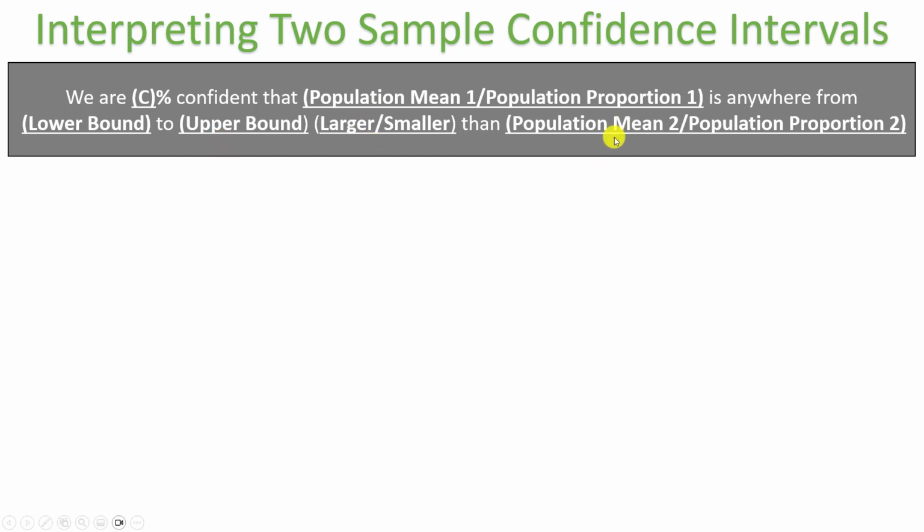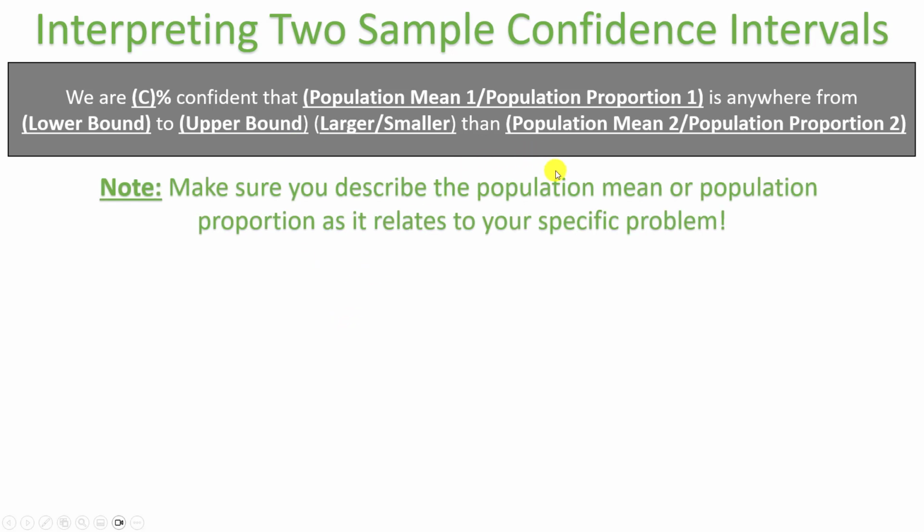Also note that if you had mixed signs, as in your lower bound might be negative and your upper bound might be positive, you might have to use the words larger and smaller twice, as in you might have to use the word smaller next to the lower bound and maybe larger next to the upper bound. Also, make sure that you are describing the population mean or proportion as it relates to your specific problem.